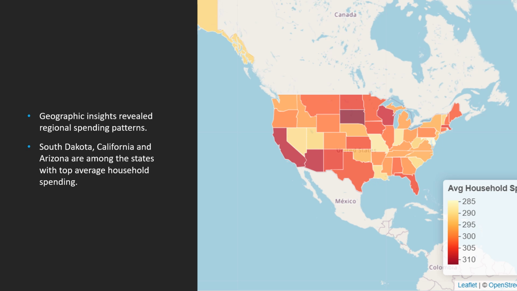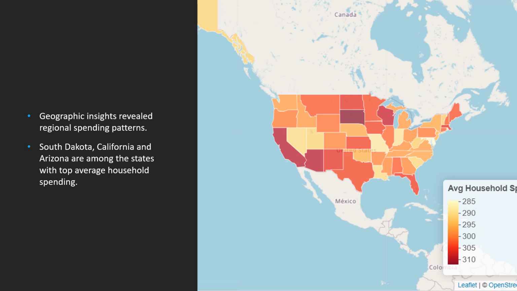As you can see, this heat map provides geographic insights into regional household spending patterns across the United States. States are color-coded based on their average household spending, with darker shades of red representing higher spending and the lighter shades of yellow indicating lower spending.